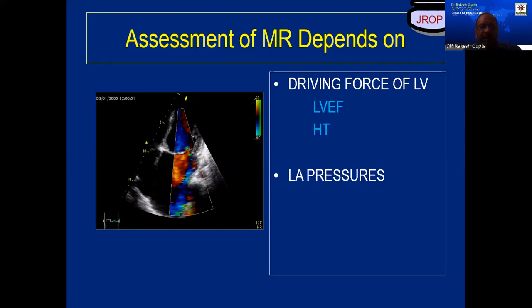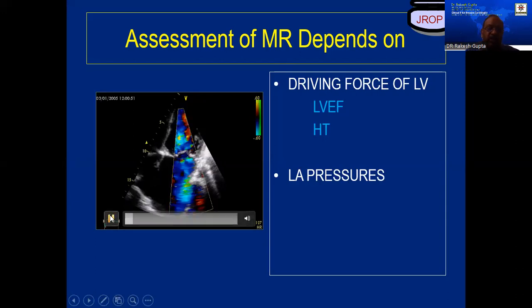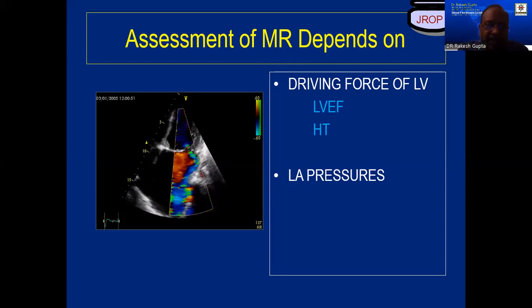evaluation. If the LA pressures are elevated, what will happen? It has to push blood into the LA against pressure, so it will be underestimating the jet. If LA pressures are low or normal, we'll be doing the correct assessment of MR jet. So all these methods, whatever I showed you over here, are still most commonly utilized in clinical practice, but are dependent on very many variables.